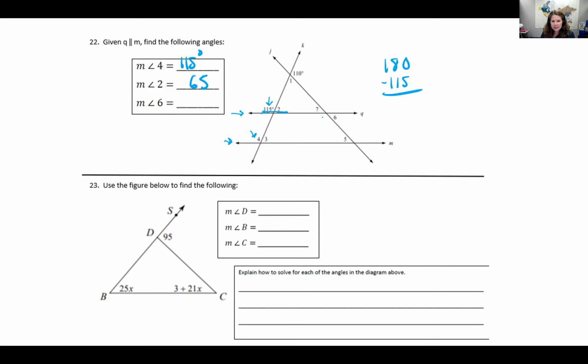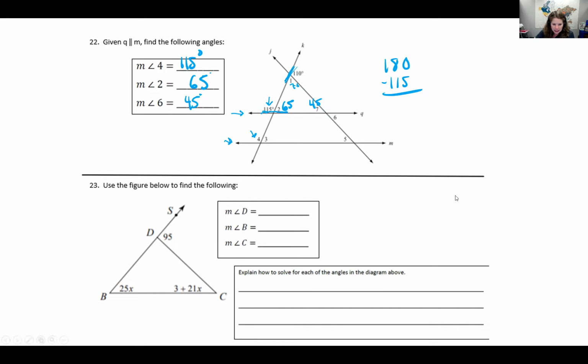And then angle 6, okay, well, angle 2 is 65. Well, I know these are supplementary, so it doesn't ask for angle 1, but I know that angle 1 is 70 because 70 plus 110 is 180. And now I know that angle 7 has to be 180 minus 70 minus 65 because it's a triangle. So if angle 7 is 45, 6 is vertical, so it's also 45 degrees. So that's those 3.